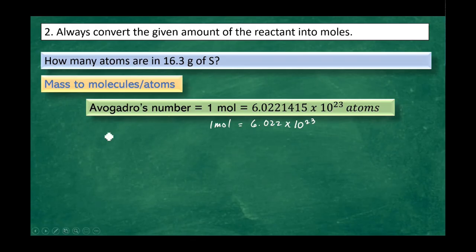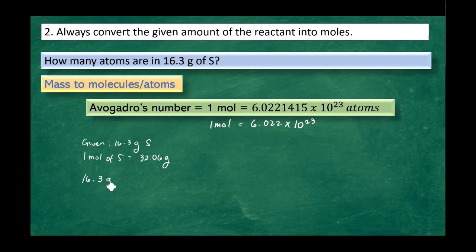Okay, so now let's continue. Write the given. Our given is 16.3 grams of sulfur. And then, look at our periodic table. Let's write 1 mole of sulfur. And our sulfur here is, again, 32.06 grams. So now that we have our conversion, let's convert grams to moles and then moles to atoms.